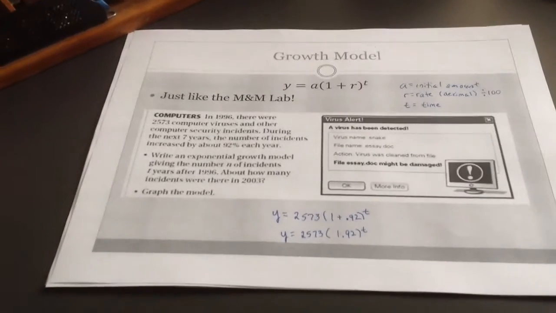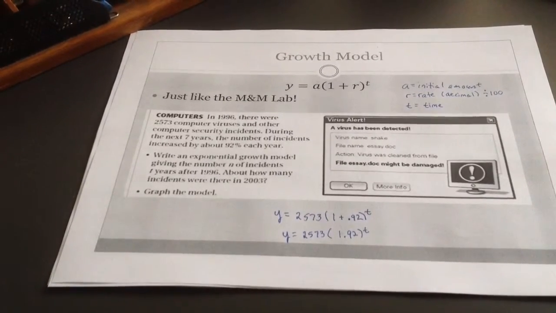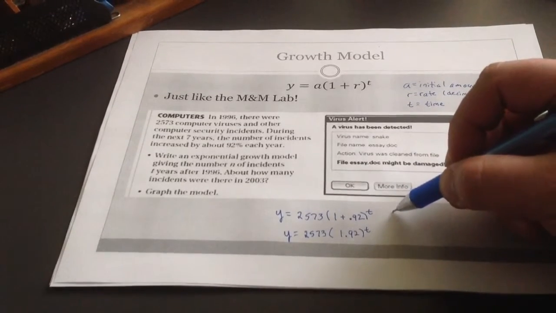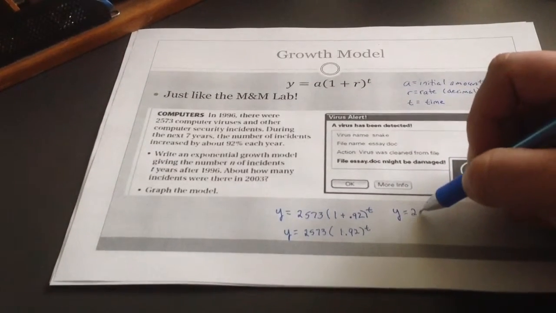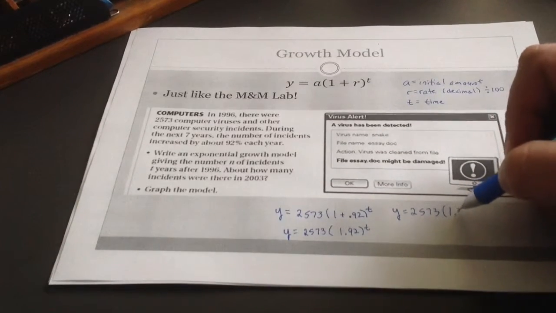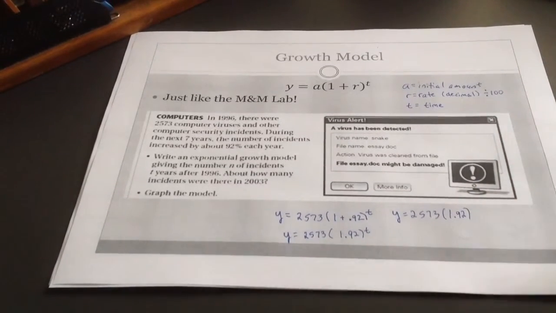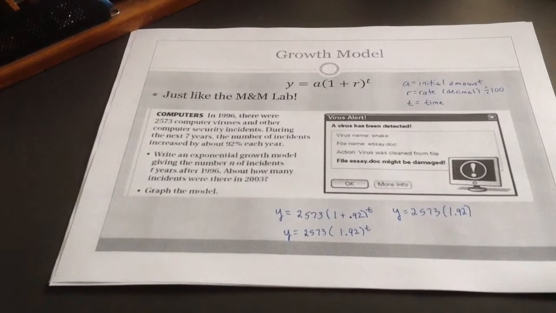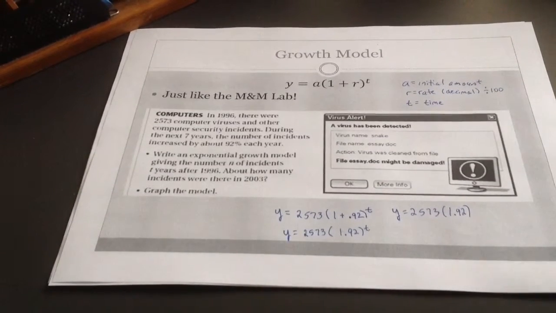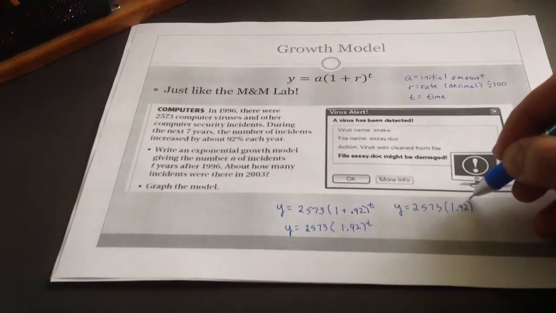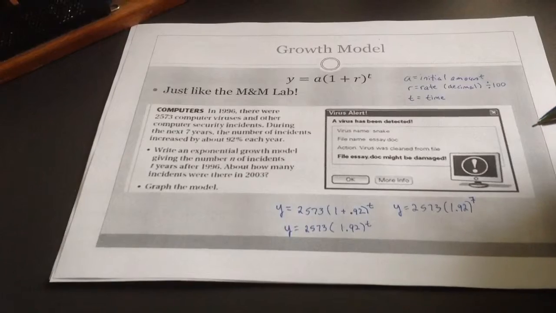Now what we need to do is use our model to find out how many incidents there were in 2003. You have to do a little bit of thinking for this, because when you plug in the year here to figure out the incidents, we have to figure out how many years passed. So in 2003, from 1996, how many years passed? Well, you just count up, so 97, 98, 99, so you get to 2003, and we're using 7 years that have passed.